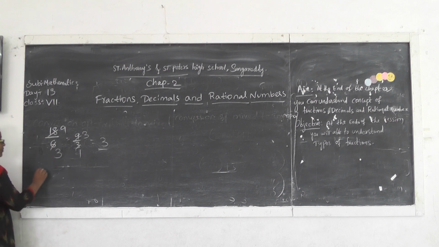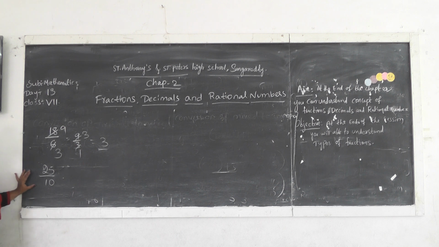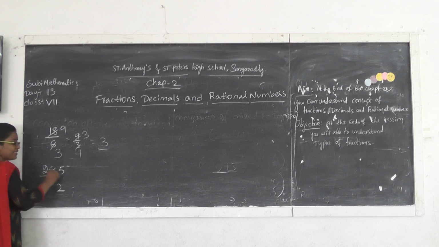Now let me take 25 by 10. I am taking one more. 25 by 10. This is a fraction. Now observe, is there any common factor between 25 and 10 except 1? In the 2 table, only 10 is possible, 25 is not. In the 3 table both are not possible. In the 4 table both are not possible. In 5, yes, 5 is a factor of 10 as well as 25. 5 twos are 10, 5 fives are 25.